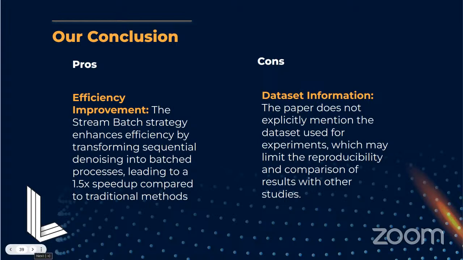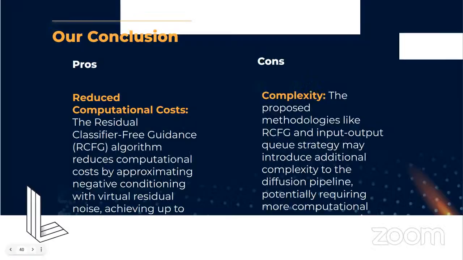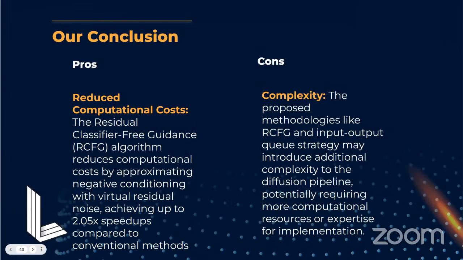Another pros, reduced computational cost. The residual classifier-free guidance, that is the RCFG algorithm, reduces computational cost by approximating negative conditional with virtual residual noise, achieving up to 2.05 times speed ups compared to conventional methods.